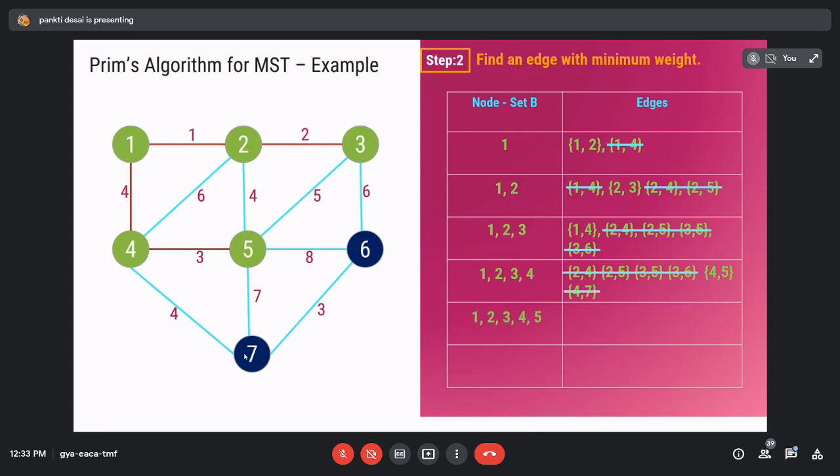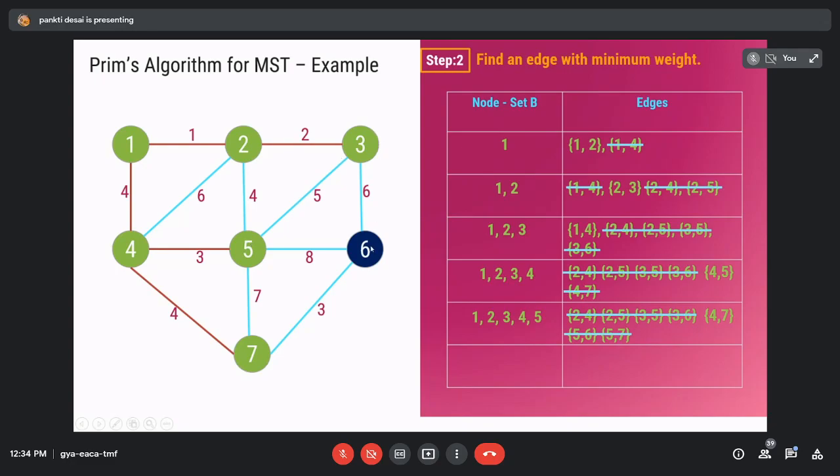Then the next node set is 1 comma 2 comma 3 comma 4 comma 5. Write down all the adjacent edges and find the minimum weight edge, that is 4 comma 7. If you select the 2 comma 4, then it will create a cycle, so you cannot select 2 comma 4. Then 2 comma 5, again it will create a cycle, so you cannot select 2 comma 5. Then 3 comma 5, again it will create a cycle, so you cannot select 3 comma 5.